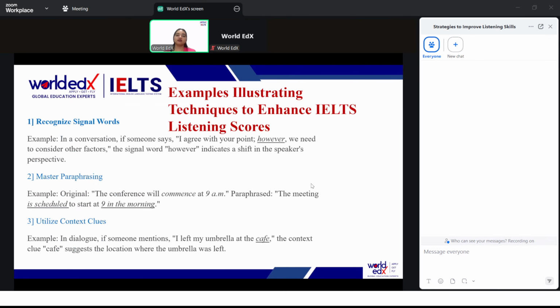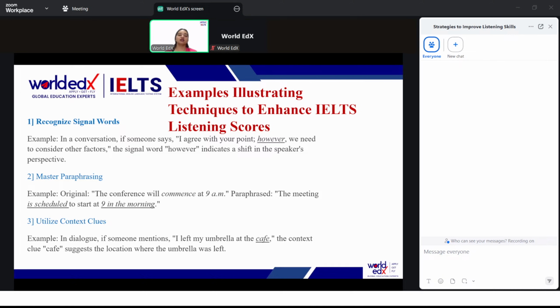Now, some examples that illustrate the techniques to enhance your IELTS listening scores. See, recognize signal words. Here it says, I agree with your point. However, we need to consider other factors. So, however, is a signal word here, because the trajectory of the answer changes. That means that the person has not agreed with the other's point. He wants to pitch in his own factors, or he wants the other person to consider the alternate options. So this is a signal word.